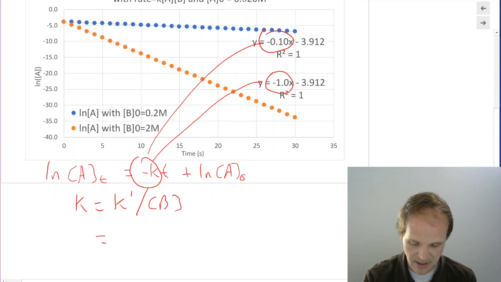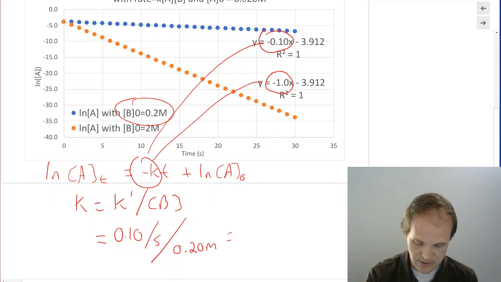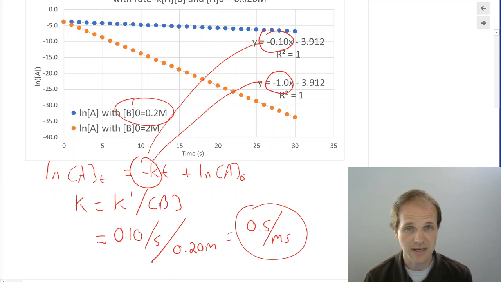And so we're going to say our K prime here is 0.10. Our units are per second. And then we're going to divide by the concentration of B. And in that first plot, the concentration of B was 0.20 molar. So 0.1 divided by 0.2 is 0.5 per molar second. So that is our actual rate constant.